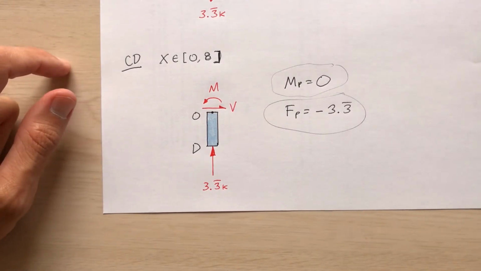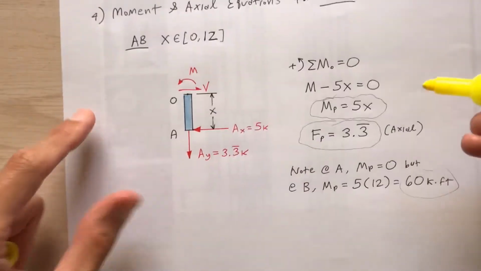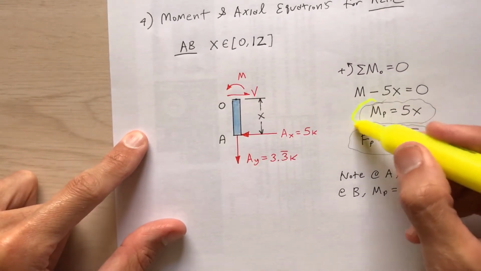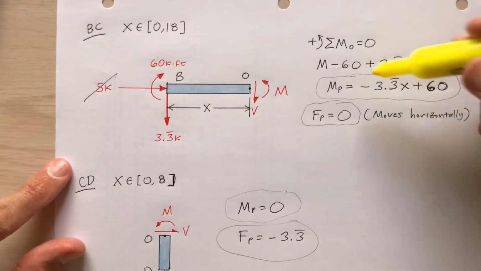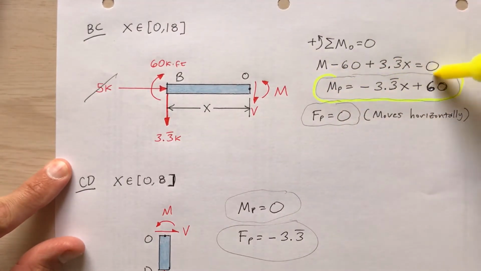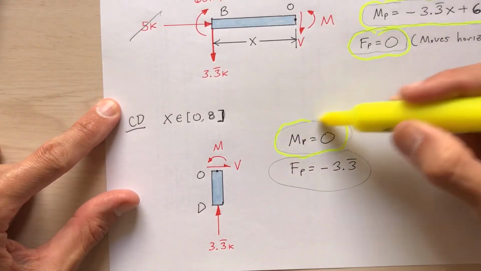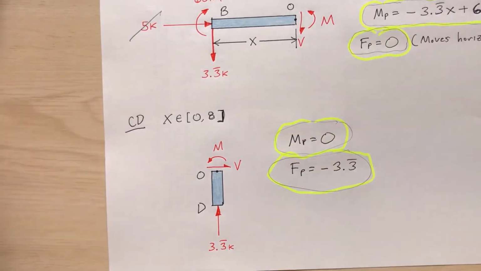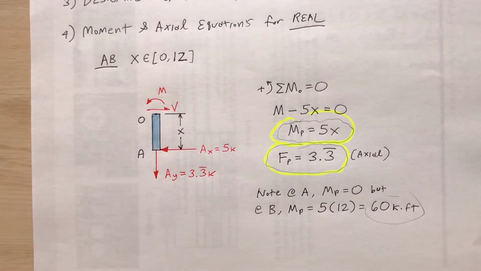Okay, so what is everything that I'm going to need pretty soon? This was step 4. Okay, I'm going to need these at some point. M sub P, F sub P for segment AB. Then for BC, I need this. And I'm going to need this. And for CD, I'm going to need this. And I'm going to need this. Okay, so that's step 4. Step 5 is to go through this whole song and dance again, but for the virtual system.